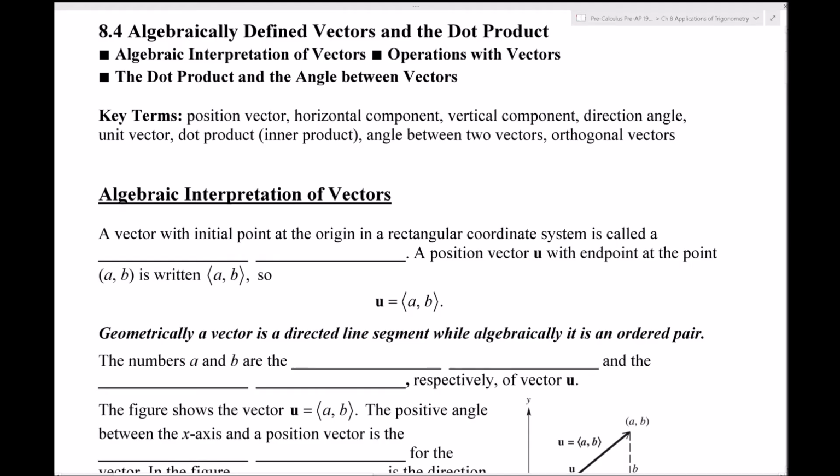Chapter 8, Section 4. This is the next section after 8.3. 8.3 covered geometrical treatment of vectors. We're going to go over an algebraic treatment of vectors and then go a little bit into it with specifics on scalar multiplication, vector addition, and then we're going to talk about a type of vector multiplication.